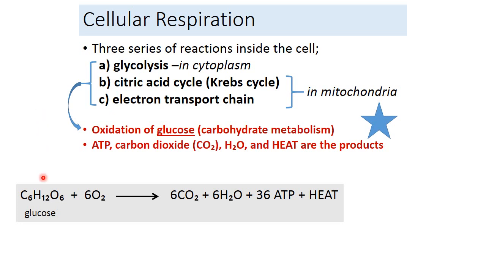You need to know this equation, that we start off with a glucose molecule and we add oxygen. This is the reason why we breathe oxygen. And the end product of this cellular respiration is going to be carbon dioxide, water, roughly 36 ATP from the oxidation of one glucose molecule, and we make a lot of heat. And so this heat is necessary for maintaining the internal temperature of the body.